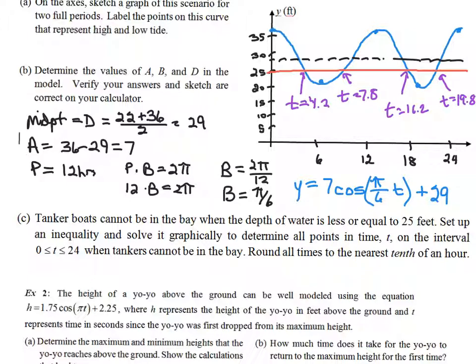Now it says, let's determine when the tankers cannot be in the bay. So we of course know that the tanker cannot be in the bay between these two times and between these two times, because in both of those cases the water is just too low. So I'm going to set up an interval and say from 4.2 to 7.8 the tanker can't be in the bay, and then again the tanker can't be in the bay from 16.2 to 19.8. So we could solve that problem graphically, and that's the only way that we're going to be expected to do that kind of problem.